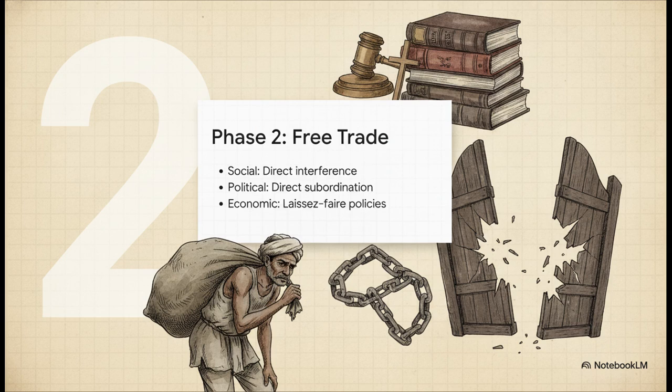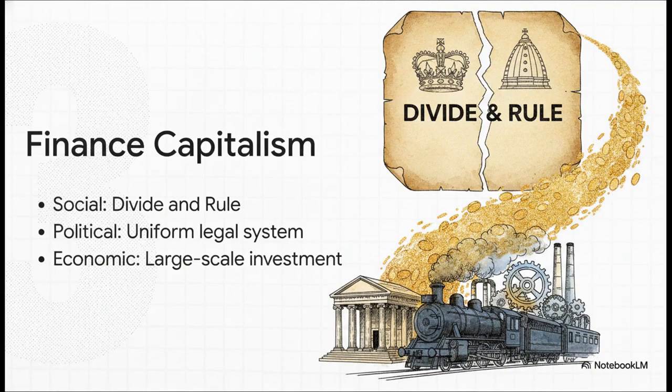Then we dynamically shift into Phase 2, free trade. And wow, everything changes here. Socially, the British moved to direct interference, introducing Christian missionaries and imposing English laws to change India's cultural characteristics. Politically, they aggressively expanded through the doctrine of lapse. Economically, following Adam Smith's projections, the Charter Act of 1813 ended the East India Company's monopoly. This opened India up to a laissez-faire policy, bringing in other English companies and implementing new land settlements that vastly increased peasant exploitation.